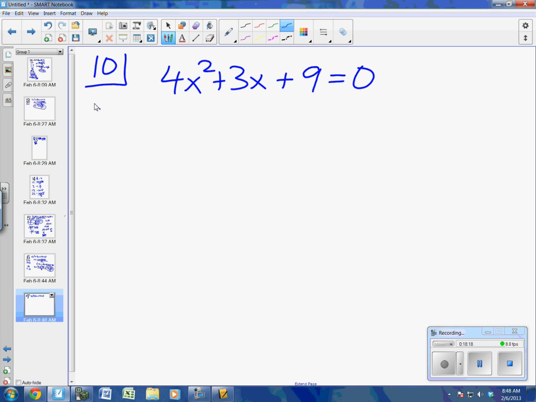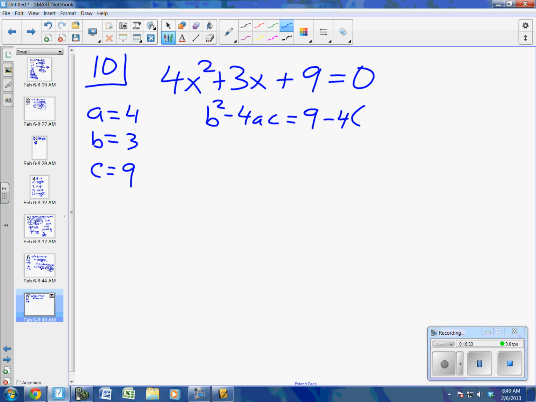Okay, right here. What is a? What's b? And what's c? 4, 3, and 9. Okay, b squared minus 4ac. 3 squared is 9, minus 4 times 4 times 9. 9 minus 72 is negative 63. Is that right?